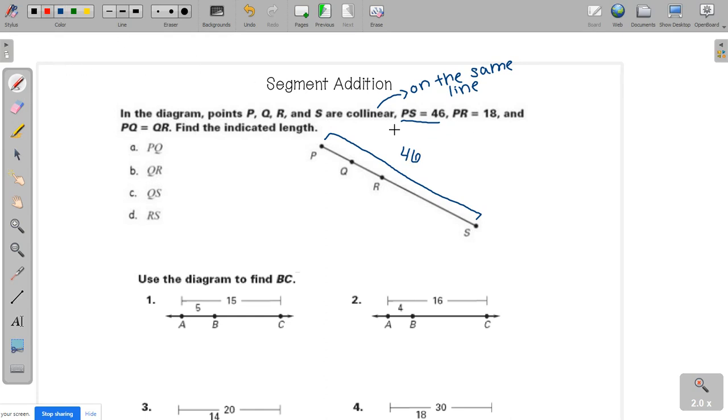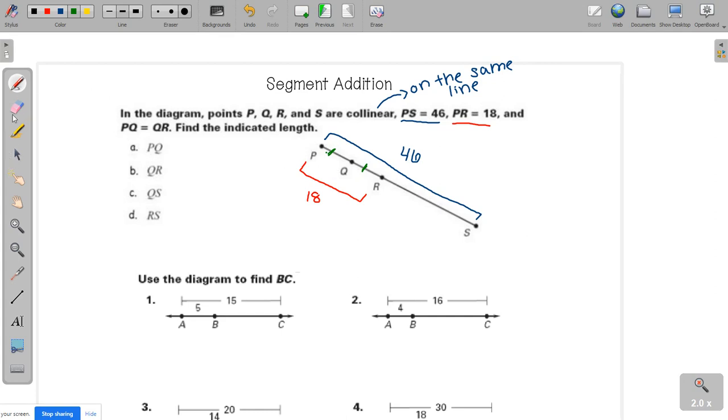PR is 18, so from here to here is 18. And then they tell us PQ is equal to PR. So PQ is the same length as QR. So we're going to use these little markings, and that's going to say they are congruent, they are equal.